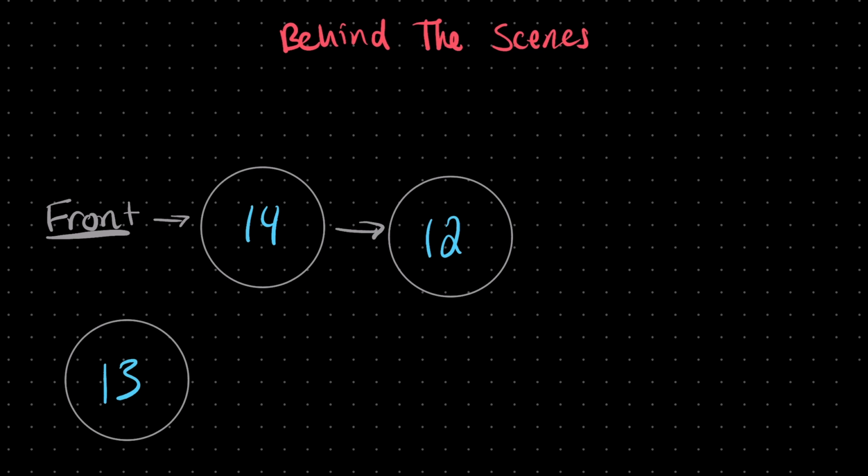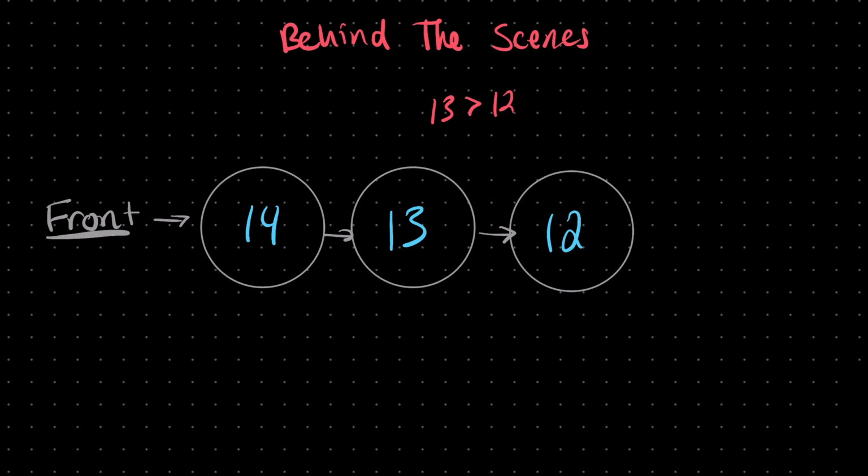Adding 13, we go through the same process. We start at the front, then go to 14. Since 14 has a larger priority than 13, we go to the right. And since 13 has a larger priority than 12, we know that 13 must come after 14. To make sure that we don't lose any data, we point 13 to 12, and then point 14 to 13. And after a little rearranging, we see that everything is in the right order now.